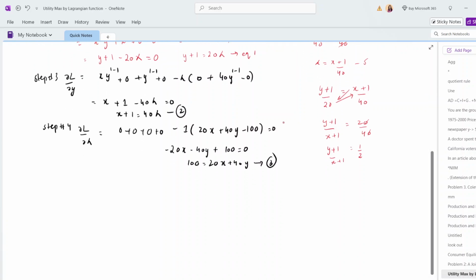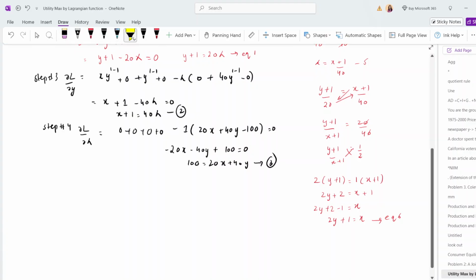Now we can cross multiply it. 2 times y plus 1 over here and 1 times x plus 1 over here. This would be 2y plus 2 equals x plus 1. Okay. Let's find the value of x in terms of y. Bring 1 to other side. That will be 2 minus 1, and we have x over here. 2 minus 1 is 1. We get 2y plus 1 equal to x. Okay. Let's call it equation 6.